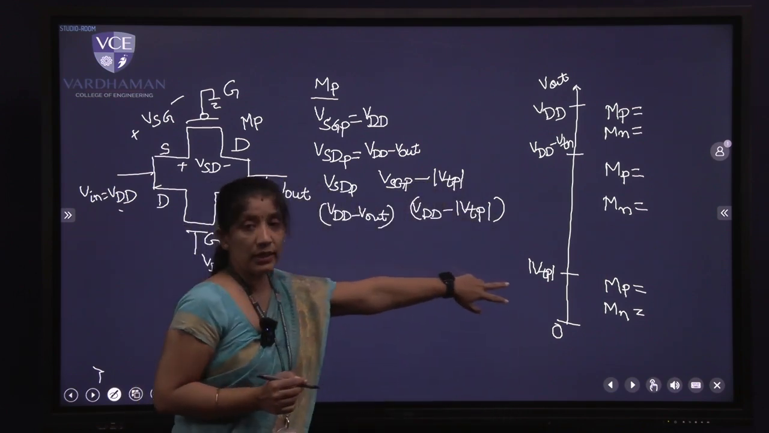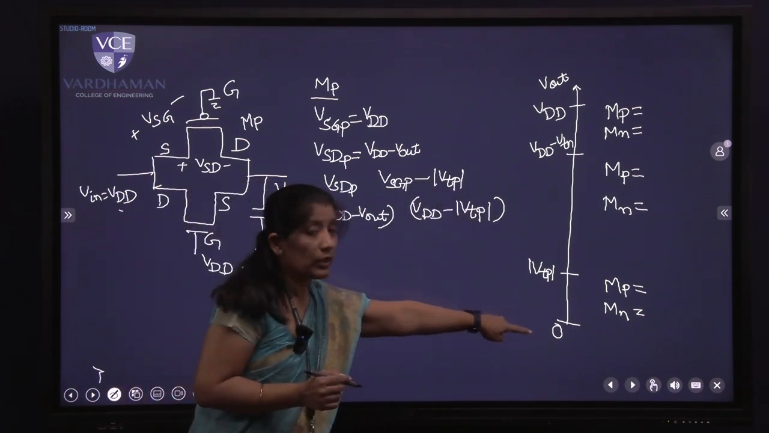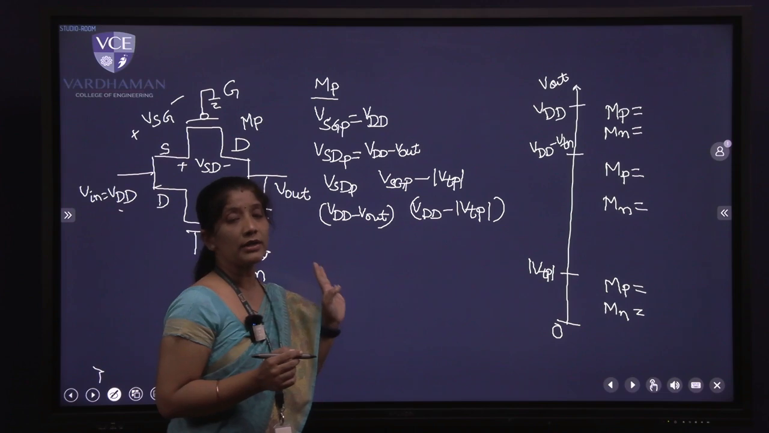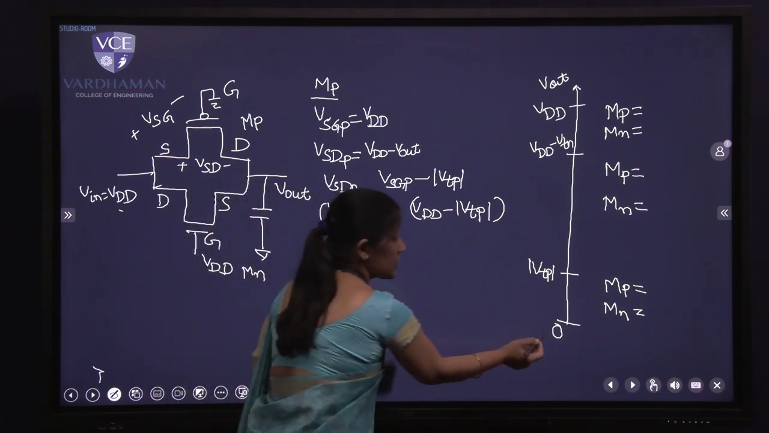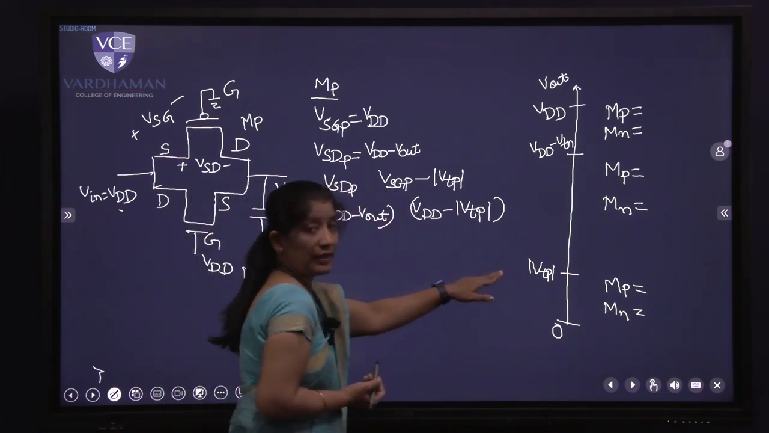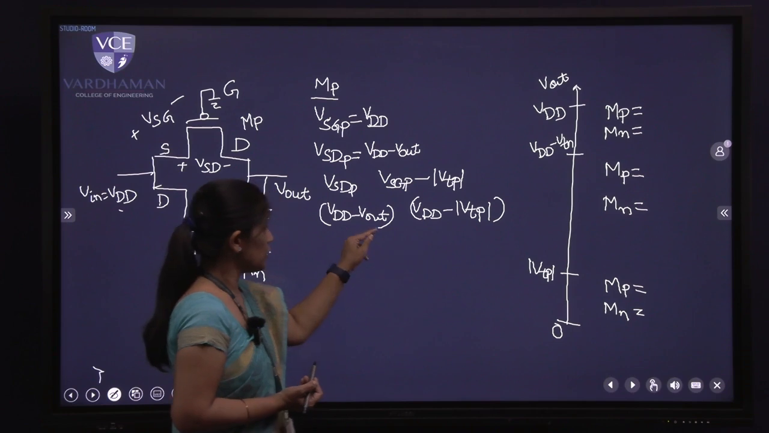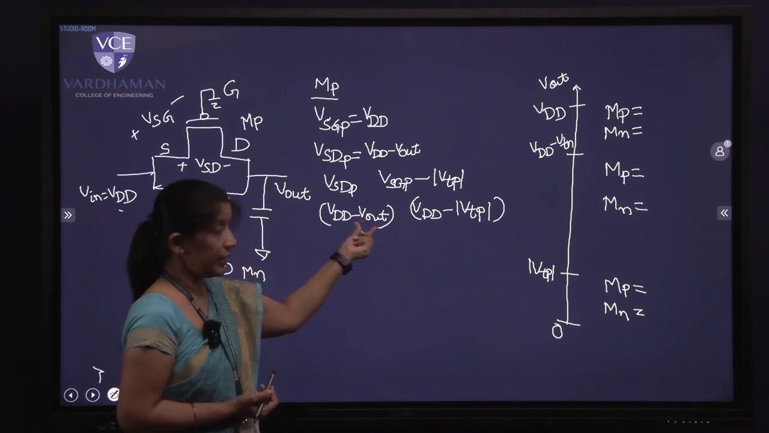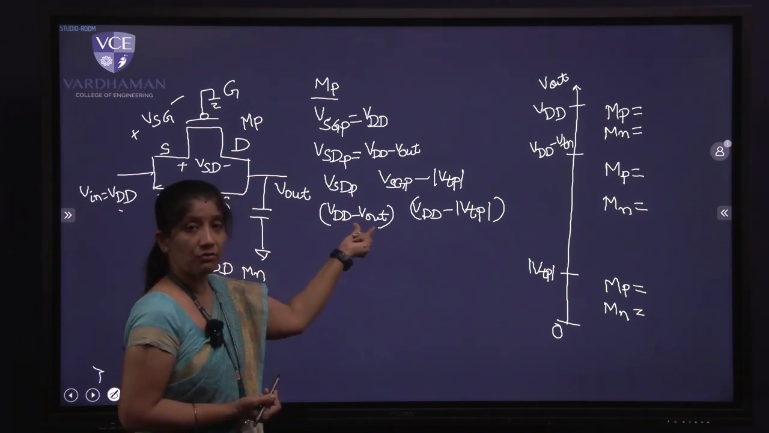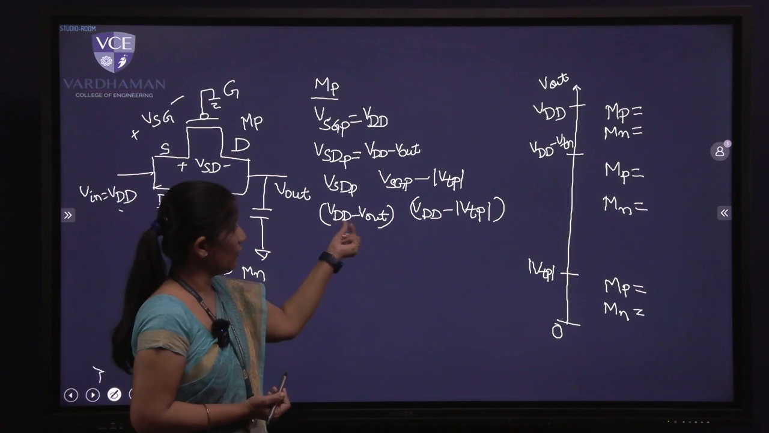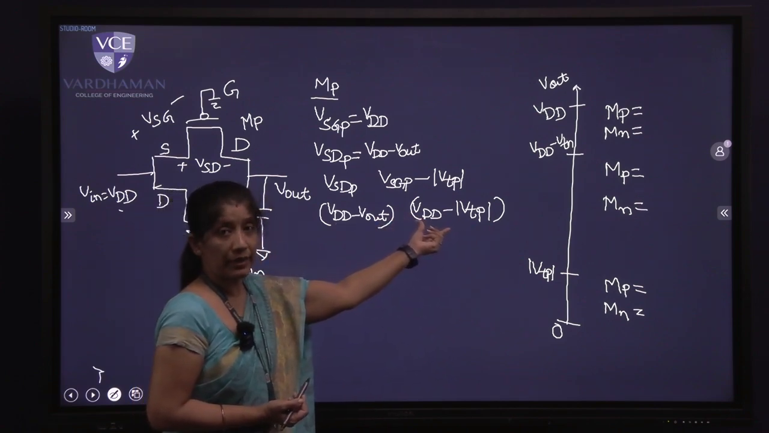Now, when you see this curve, the output is rising from 0 and going till VDD. So when I have 0 here and till VTP, it's a smaller voltage. So when the output is a smaller voltage, obviously VDD minus Vout will be a greater value when compared to VDD minus VTP.